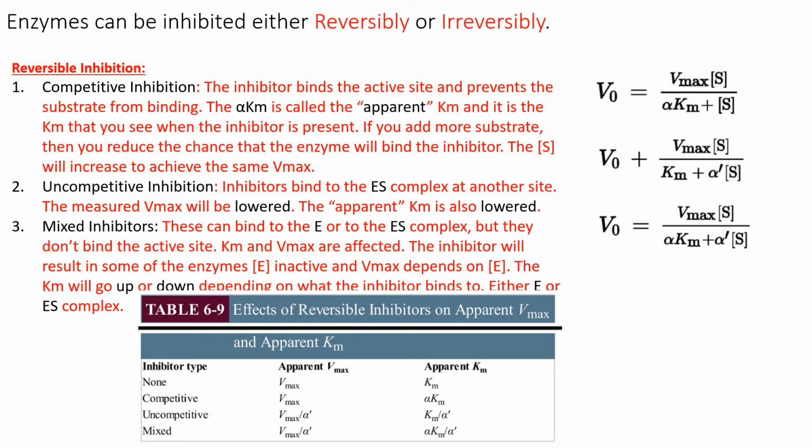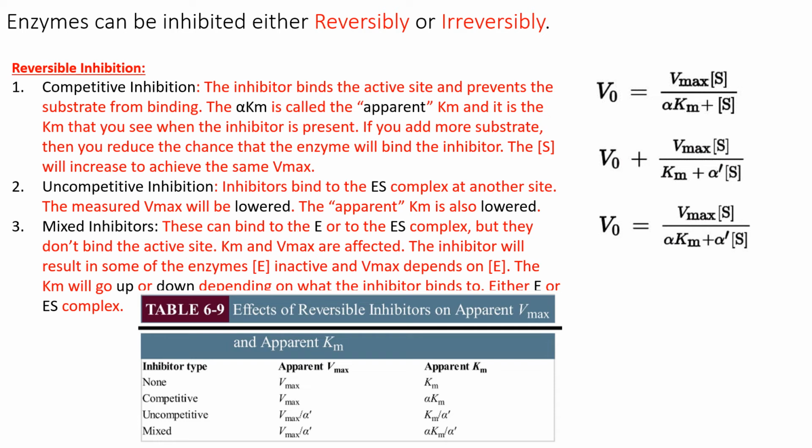Okay, enzymes can be inhibited either reversibly or irreversibly. So reversible inhibition, 1. Competitive inhibition. The inhibitor binds the active site and prevents the substrate from binding. The alpha Km is called the apparent Km, and it is the Km that you see when the inhibitor is present. If you add more substrate, then you reduce the chance that the enzyme will bind the inhibitor. The substrate concentration will increase to achieve the same Vmax.